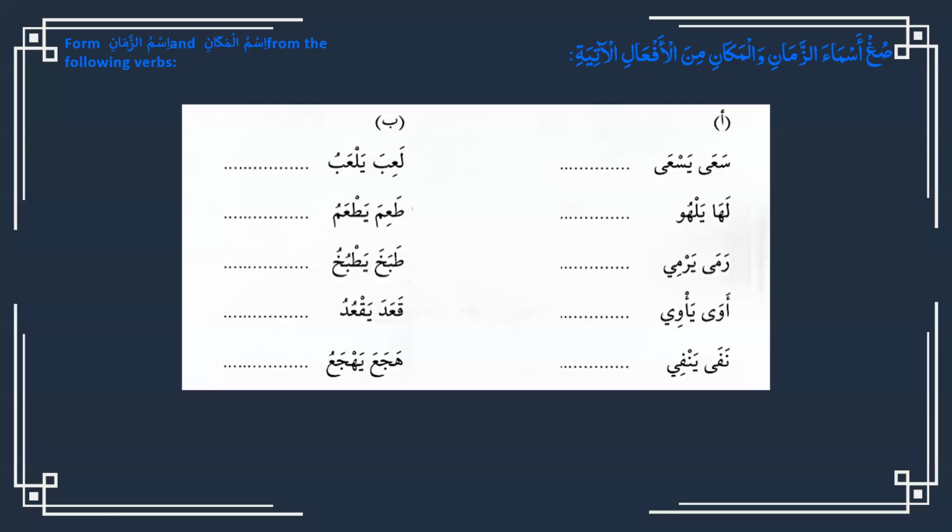Okay, it's going to be Sa'a Yas'a. This is like to walk between the Safa and Marwa. And then it's going to be Mas'a. So the way to write it is mas'an, but you won't say it like that; you'll pronounce it as mas'a. Okay. So Laha Yalhu, to play, and it's going to be Malha, very good.